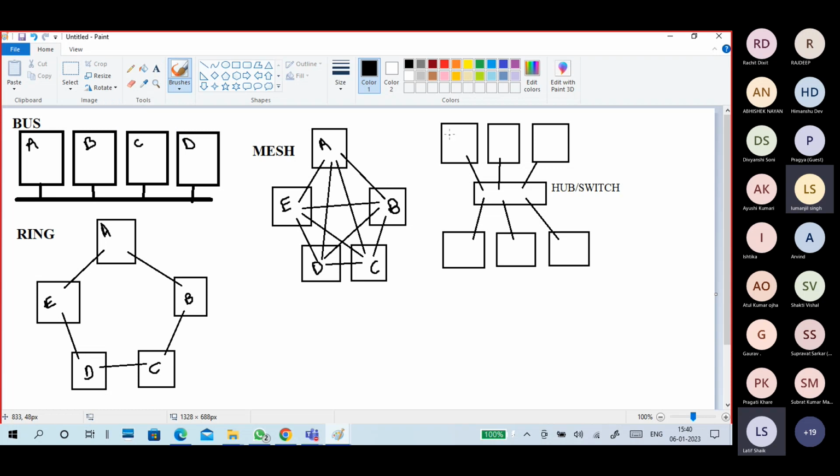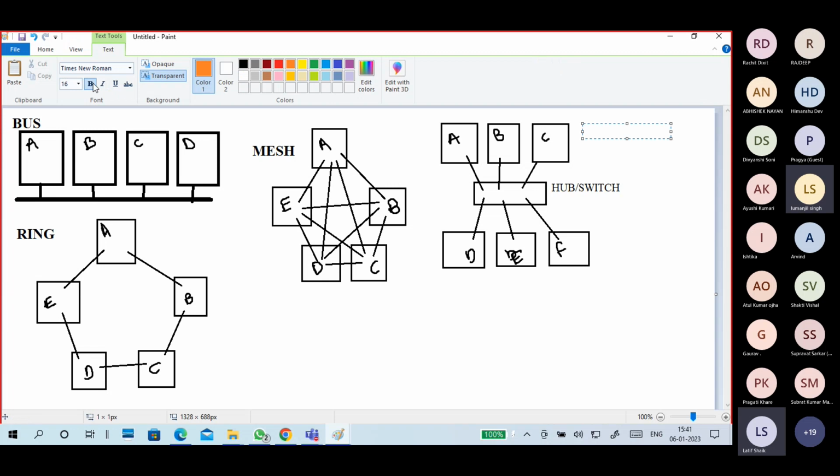It is very simple to configure. A, B, C, D, APC, BPC, CPC, DPC, EPC, FPC are all simple like that. Devices are connected to a centralized device, either a hub or a switch, and all communicate through this switch or hub only. Like when A communicates to B, A sends a packet to the hub or switch and it sends the packet to B. All communication goes through this centralized device only. It is very simple to configure, simple to troubleshoot, and easy to scale.